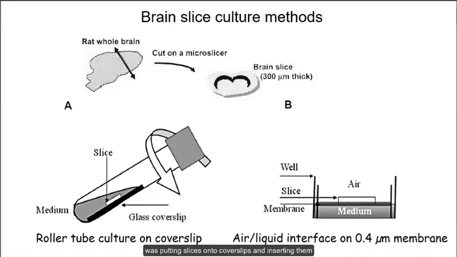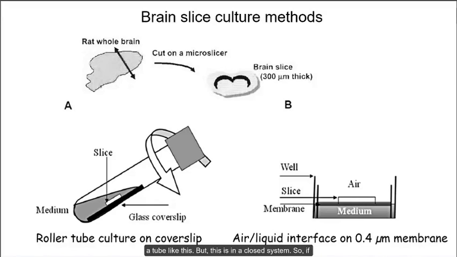The other method that was set up was putting slices onto cover glass, cover slips, and inserting them into a flat-sided tube and rotating these so that the medium, fact that it's hard to do any kind of microscopy on the slices that are inside a tube like this.